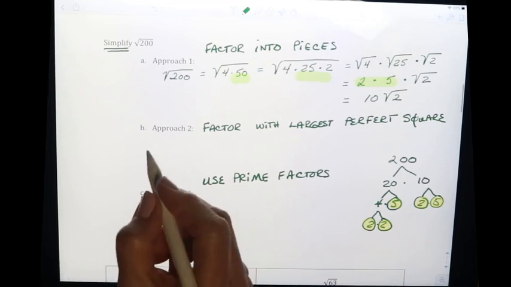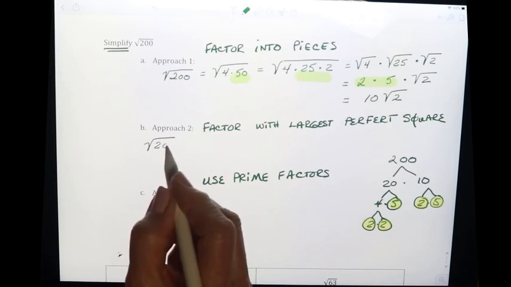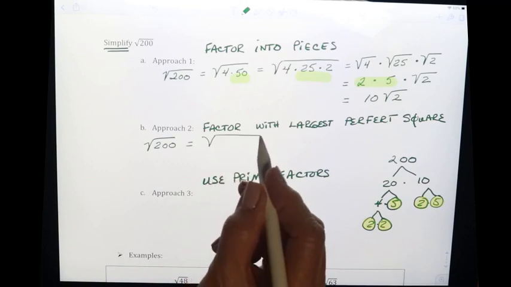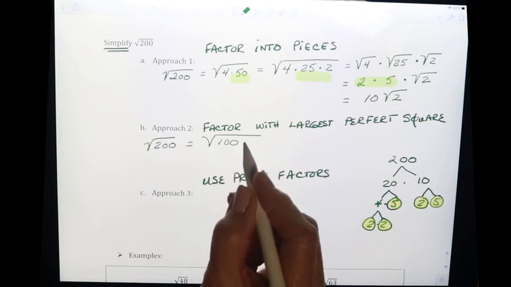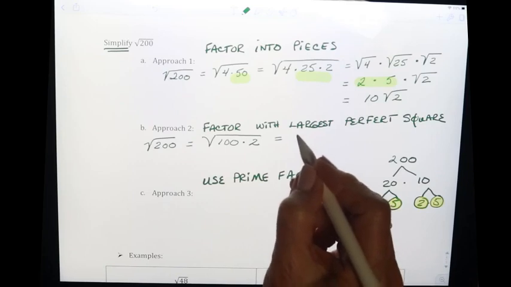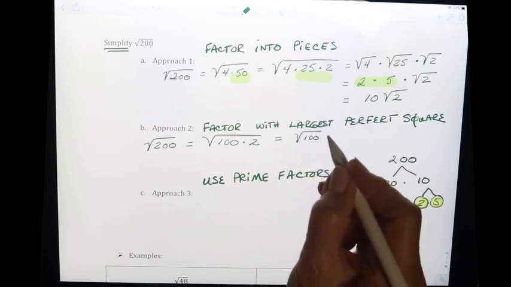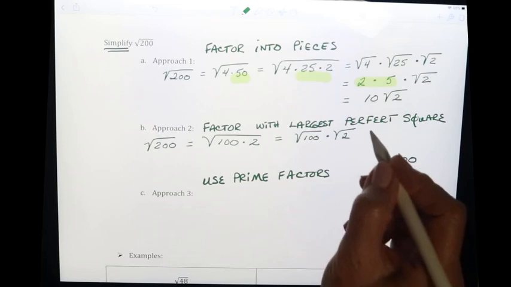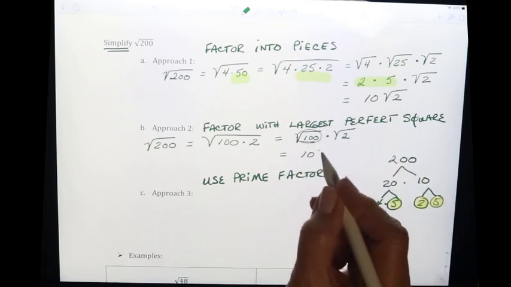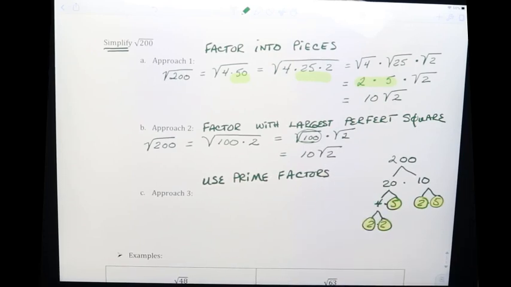So let me take the same example, square root of 200, and show you another way to think through it. What if I had thought of 100 times 2, instead of thinking of pieces here? If I thought of 100 times 2, when I separate this out, you can now see that when I take the square root of 100, this comes out from under the radical, and then of course there's the square root of 2. So you see, of course, we got the same result. We just worked it in a different way.